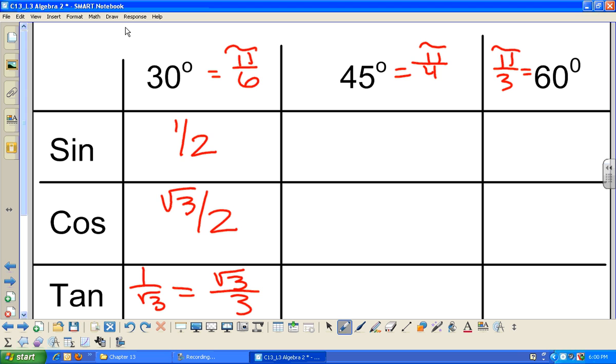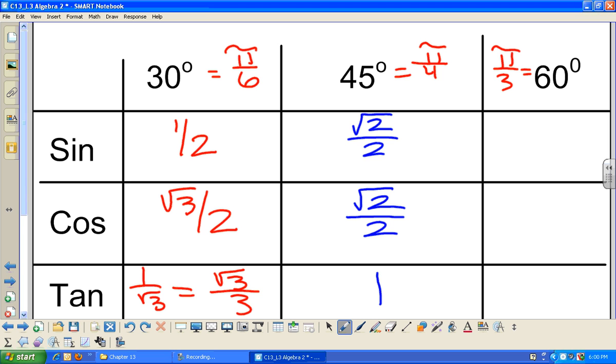Looking at your unit circle at 45 degrees, your y is equal to square root 2 over 2, your x is equal to square root 2 over 2, and my y over x, since it's the same number on top as on the bottom, is going to be equal to 1. Because square root 2 over 2 divided by square root 2 over 2 is the same number. That's just like reducing 5 divided by 5.